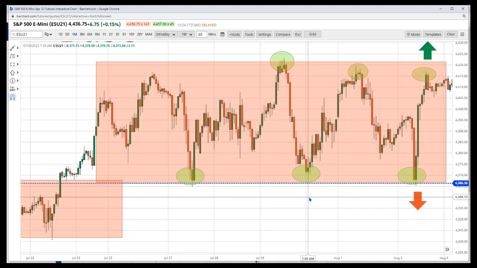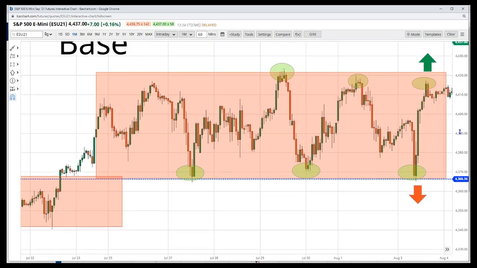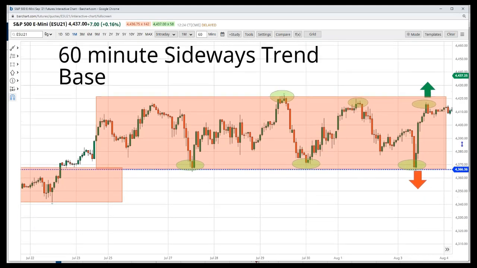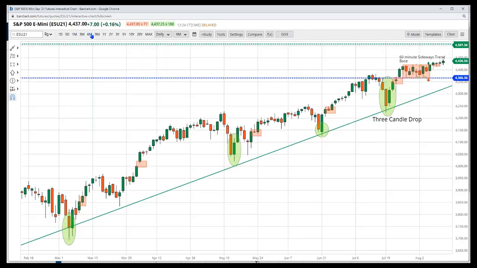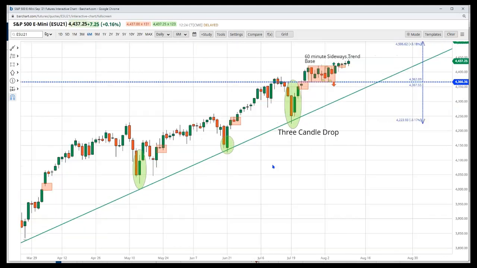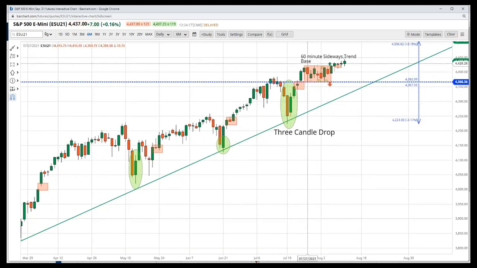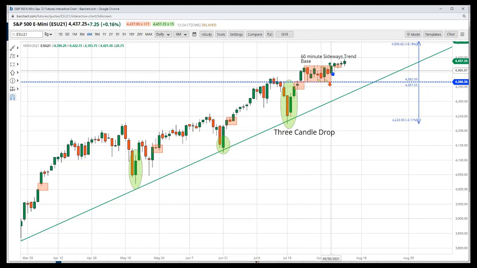All right. So if I'm in a 60-minute time frame, right, and I define this as a trend, well, we would probably define this again, like we did with the dollar index, as a sideways trend, right? And sideways trends are basing actions at higher time frames. There's our 60-minute sideways trend. And this is a basing action in our daily time frame.